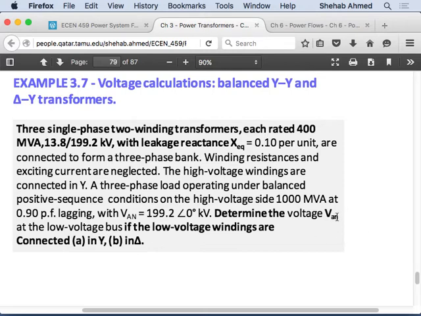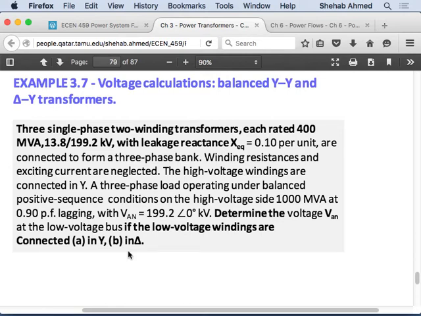So they want the phase voltage on the low voltage side if the low voltage windings are connected in star, or, to complicate it, connected in delta. If they are connected in delta, then when you solve the single phase equivalent circuit, you will get V_AN, the phase voltage, because we're solving a single phase equivalent circuit. But if I ask after that for the actual line-to-line voltage on the delta, I have to consider the root 3 and the phase shift between the star and the delta. We'll see what we do here.